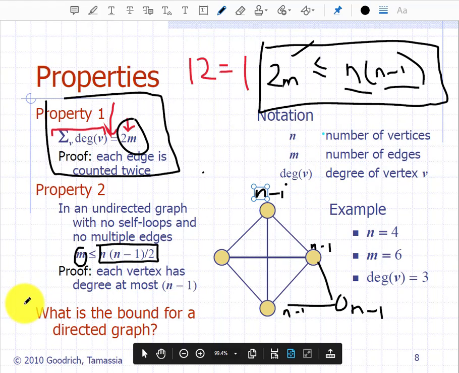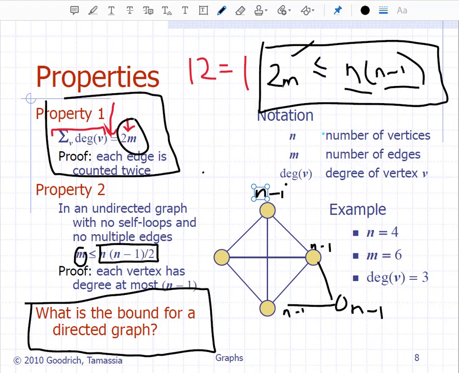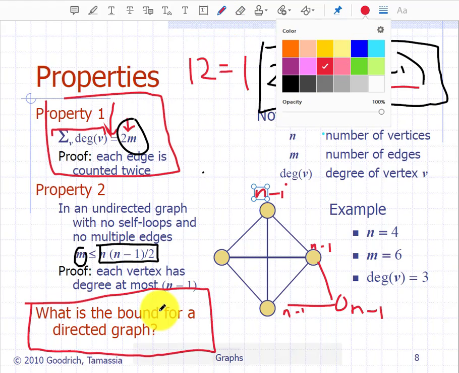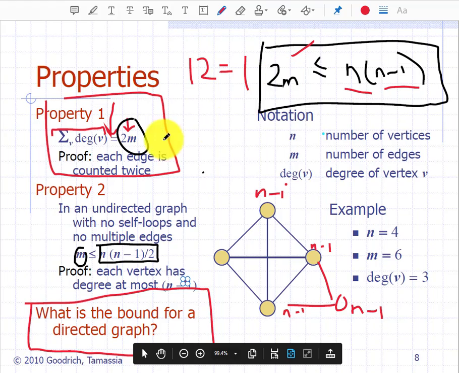And I'd like you now to think about what is the bound for a directed graph. Well, in a directed graph, you just have to now think of lines with direction, so these are edges with a direction. So let's now actually look at that. I'll try to draw it for you. It's funny, when I change the color, everything changes.